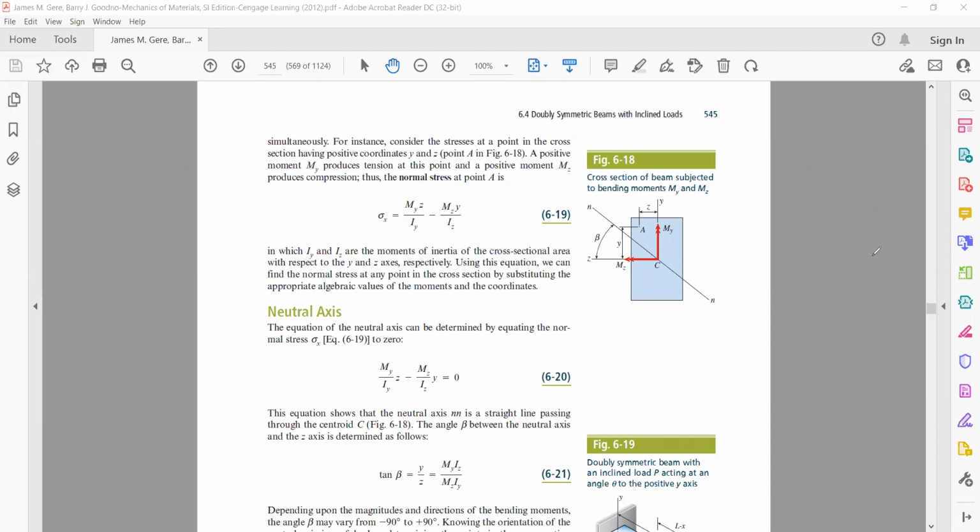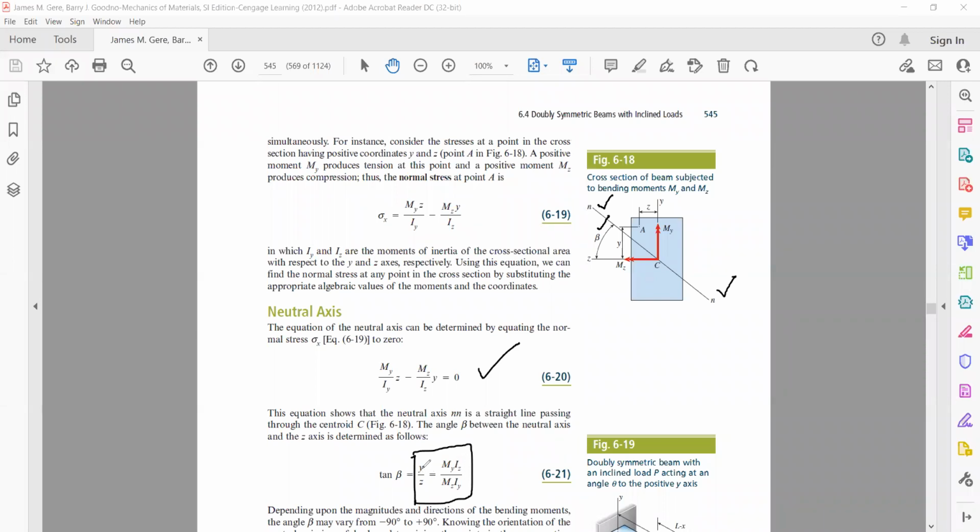Fine. Now, if this n axis happens to be the neutral axis, what's the condition of the neutral axis? Yes, on the neutral axis, the stresses are 0. So if this is the neutral axis, which is at an angle beta with respect to the z axis, then on this neutral axis the value of My z / Iy minus Mz y / Iz should be equal to 0. So we obtain, when you do the algebra, y by z is My Iz divided by Mz Iy.